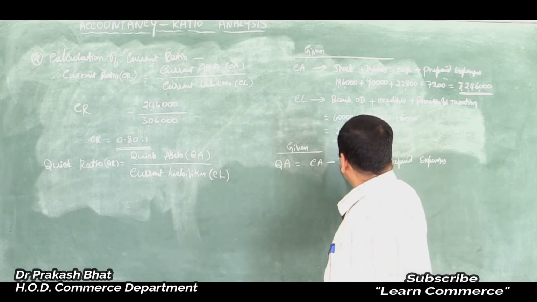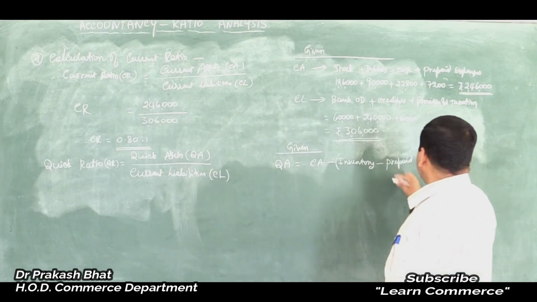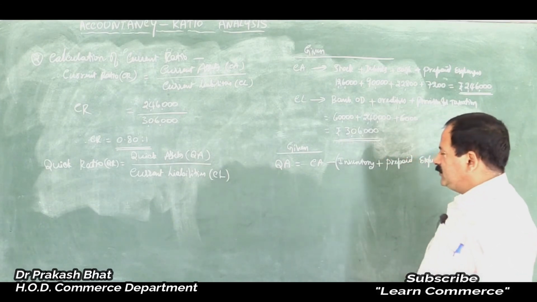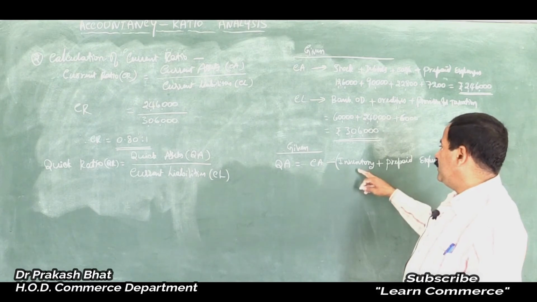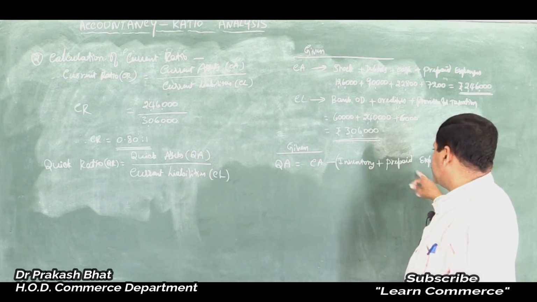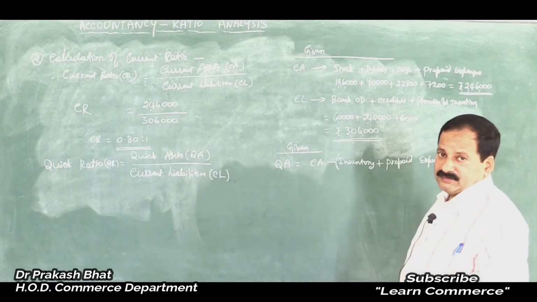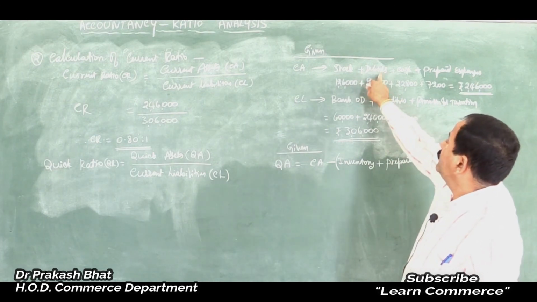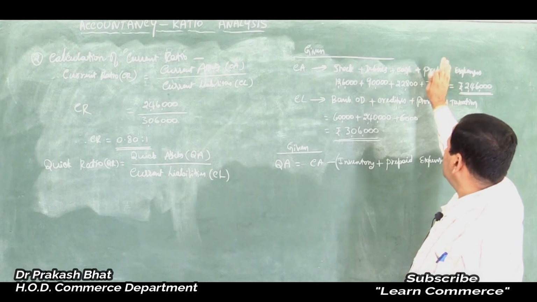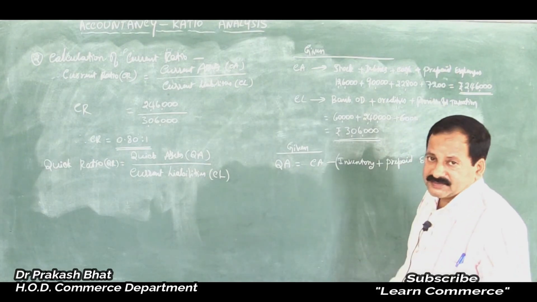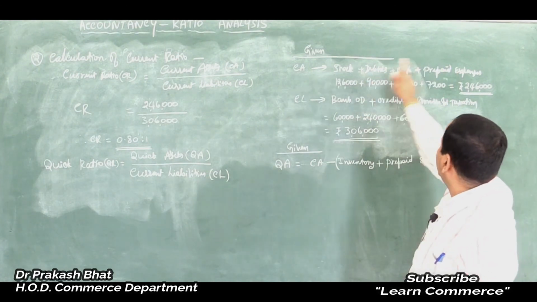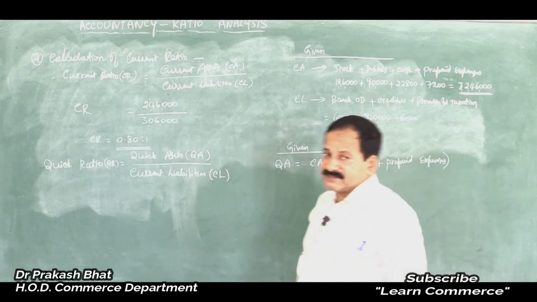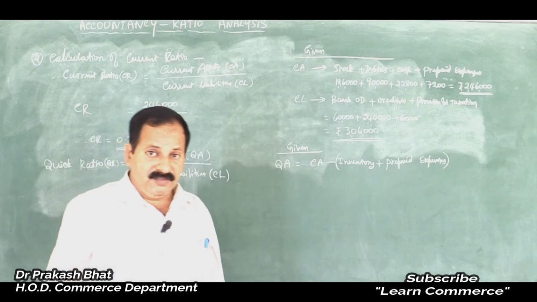Current assets minus inventory plus prepaid expenses. You have to deduct the total of inventory and prepaid expenses from current assets. Or in other words, debtors plus cash is equal to quick assets. That's all, because stock, inventory and prepaid expenses are not quick assets. Very simple. Okay.